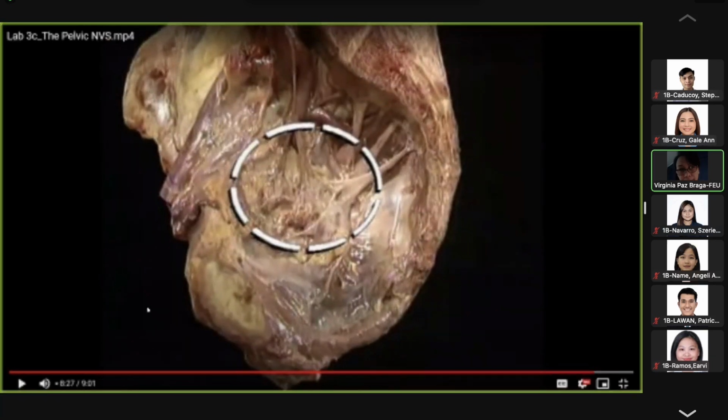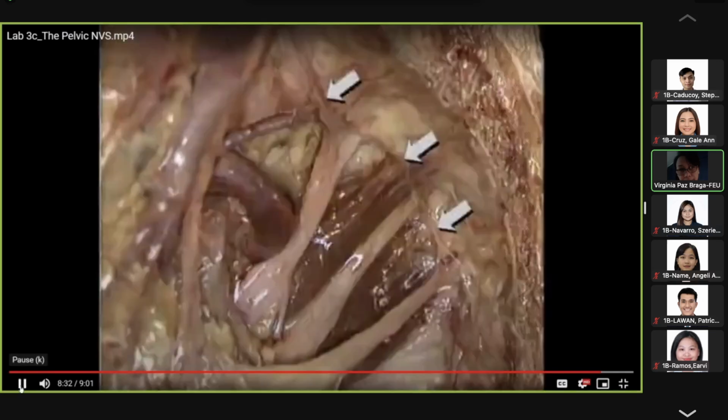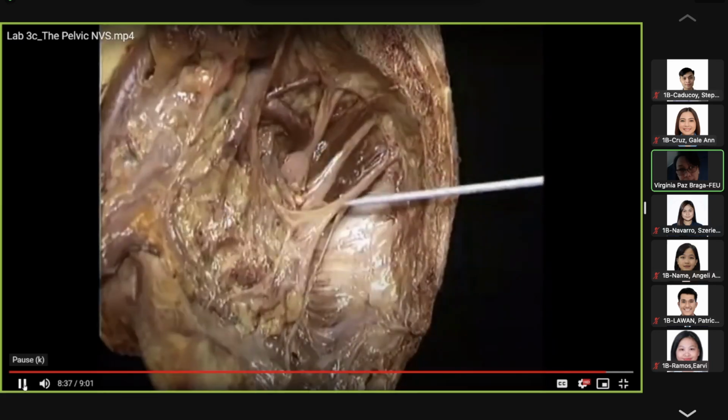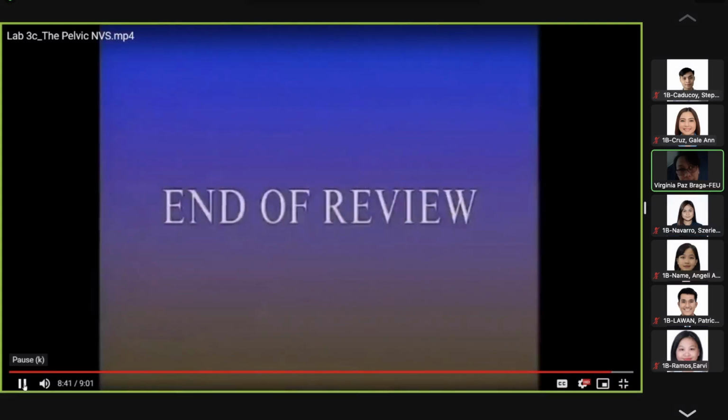Okay, the pelvic plexus is responsible for what functions? Sympathetic and parasympathetic. Okay? Here's the hypogastric nerve, which is a branch coming from the aortic plexus. Okay? The sympathetic trunk. Okay. And the pelvic splanchnic nerves. Okay, we're done here.